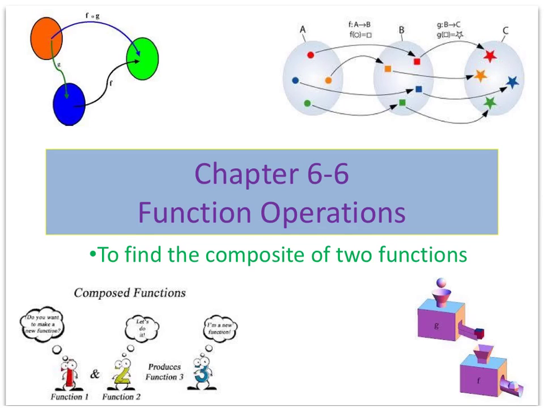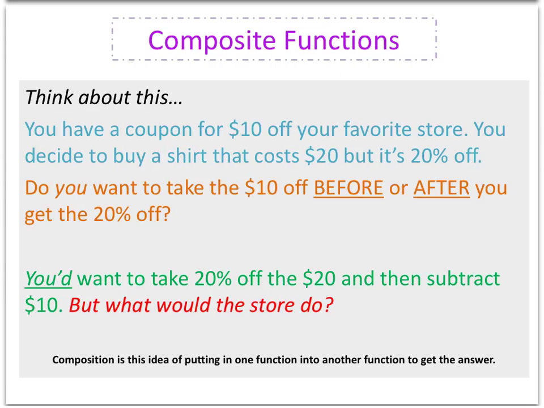Now we're going to be looking at another function operation called composition. Let's think about this scenario. You have a coupon for $10 off your favorite store. You decide to buy a shirt that costs $20, but it's also on a discount of 20% off. So let's look at the two ways we could do this.